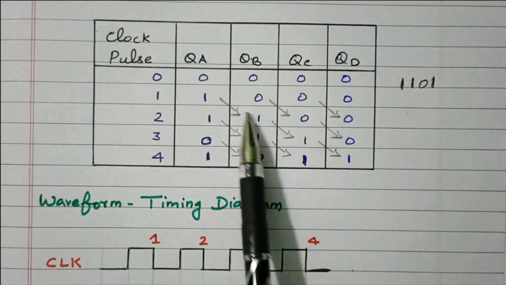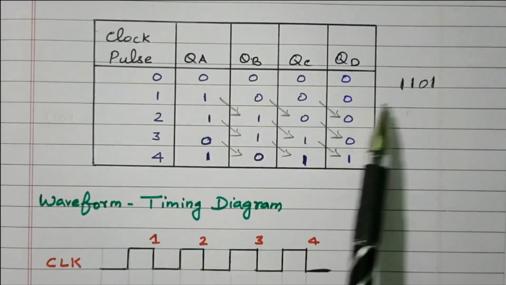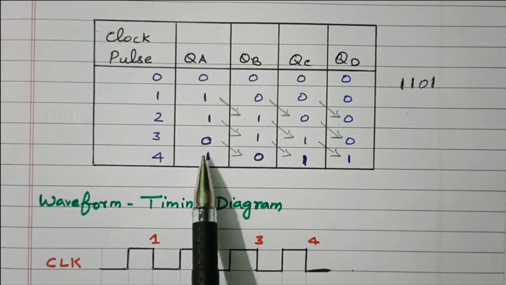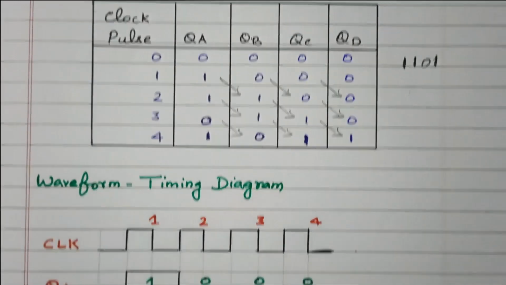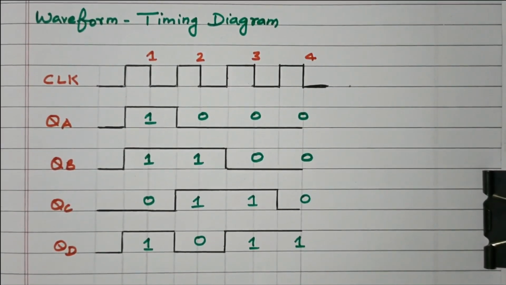The data is shifted while applying the clock pulse, one by one. We are applying the data we need, 1, 1, 0, 1, step by step. While applying the clock pulse, it goes to the next stage. Now we'll see the timing diagram.